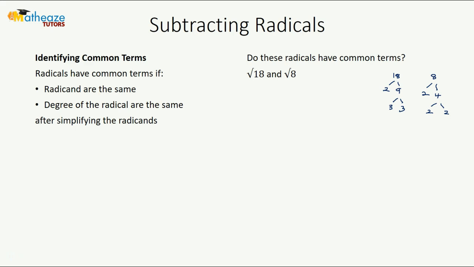So here we have a pair because we're dealing with the square root. So this is going to give us 3 square root of 2. And for 8, we have a pair here. So this is going to give us 2 square root of 2. So you look at this right here, they're exactly the same, so we have common terms.